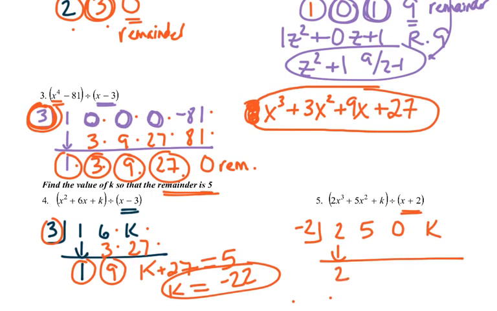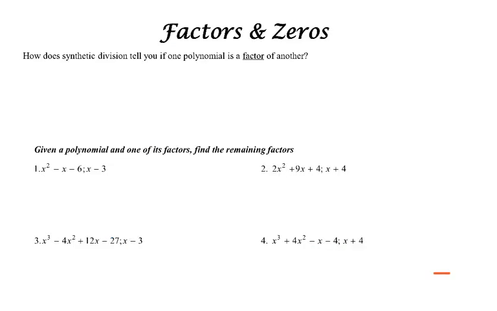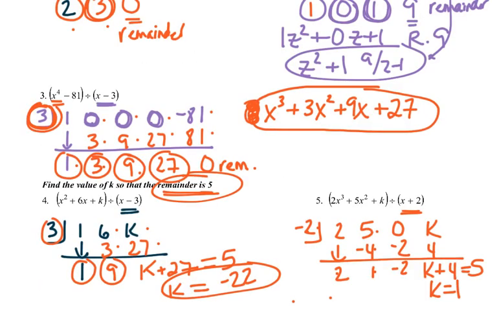Drop the first number down. Multiply, add, adds up to 1. Multiply, add, adds up to negative 2. Multiply, add, and then that adds up to k plus 4. But it says in the directions, remainder is 5, so all I have to do is subtract 4 from both sides, and k is 1. K is 1.